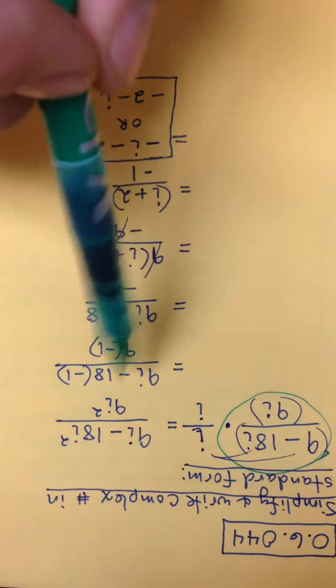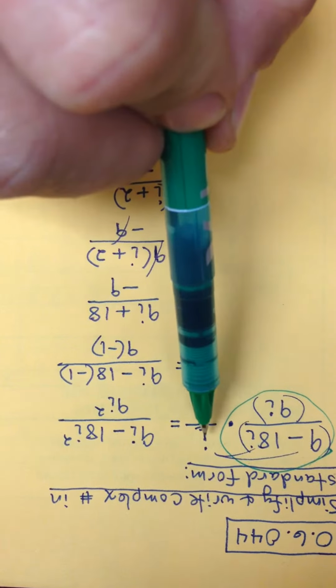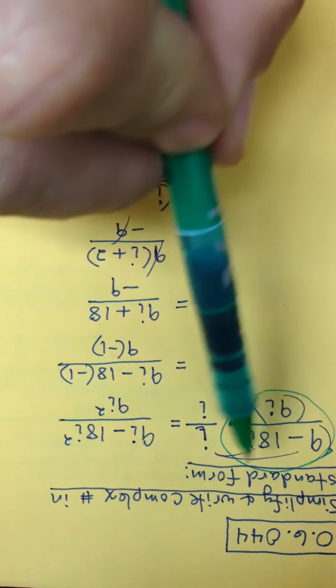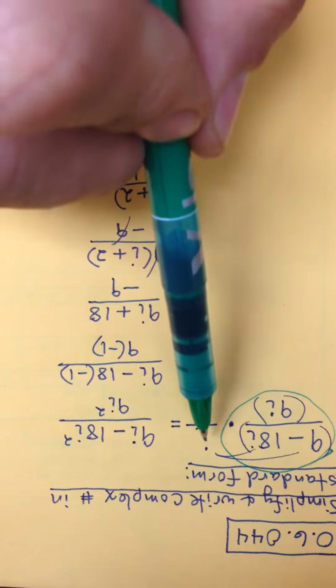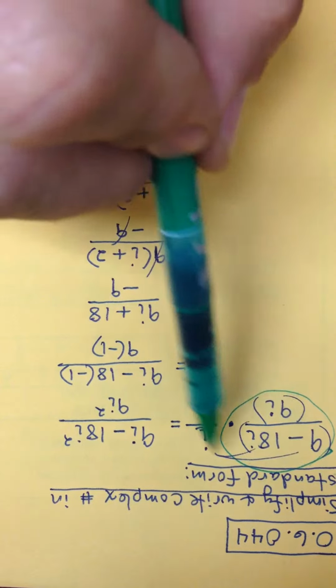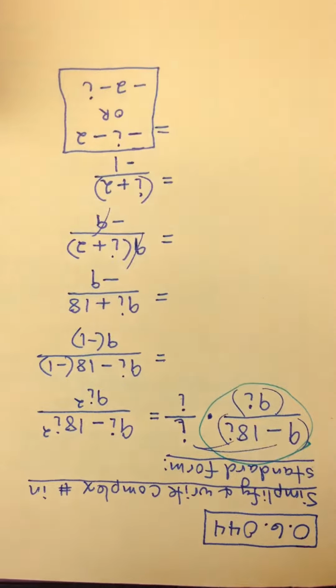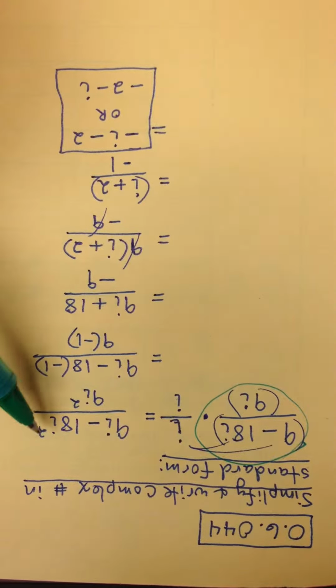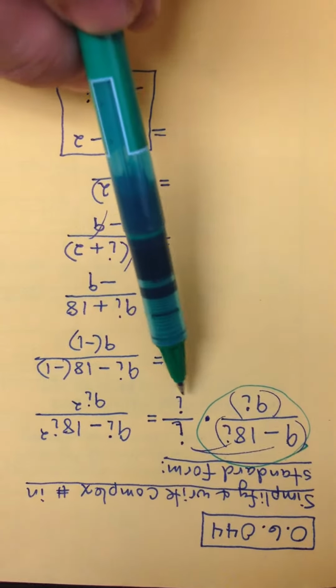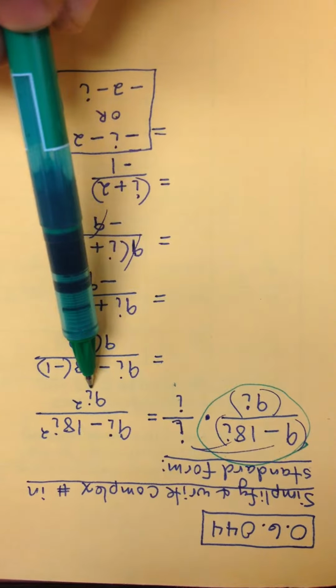Doing so will give you, if you look on the top here now, you're multiplying this i by a quantity. So I always throw that in parentheses. So I'm essentially distributing this i. When I distribute an i over 9 minus 18i, I'll get 9i minus 18i squared. And then, of course, 9i times i will give me a 9i squared.